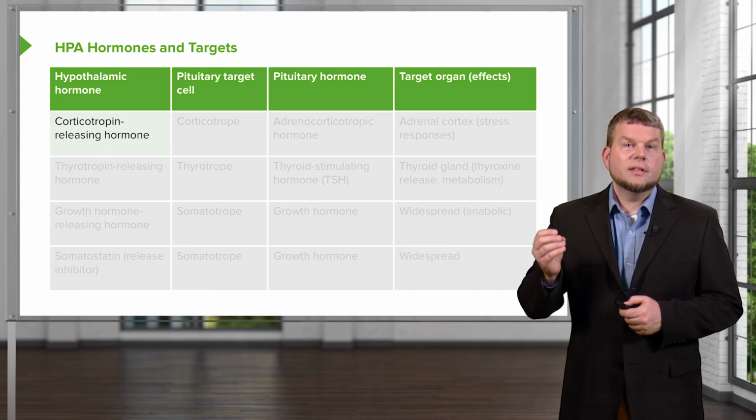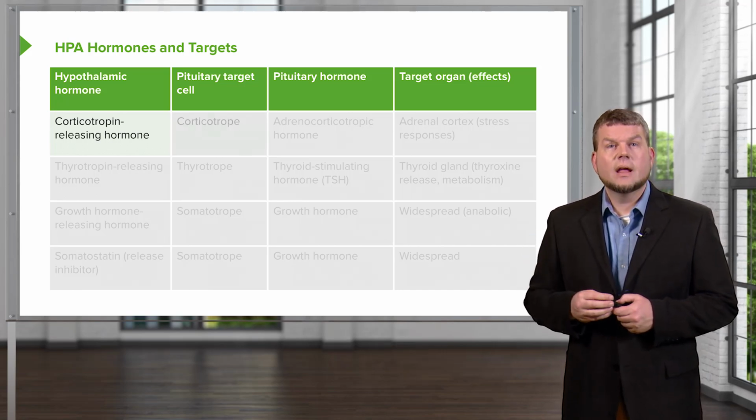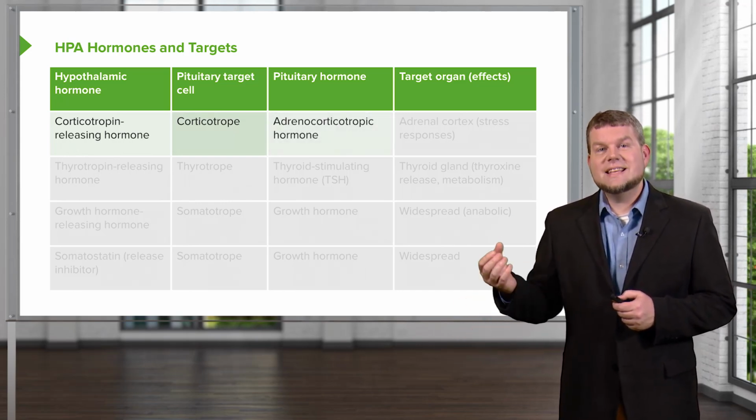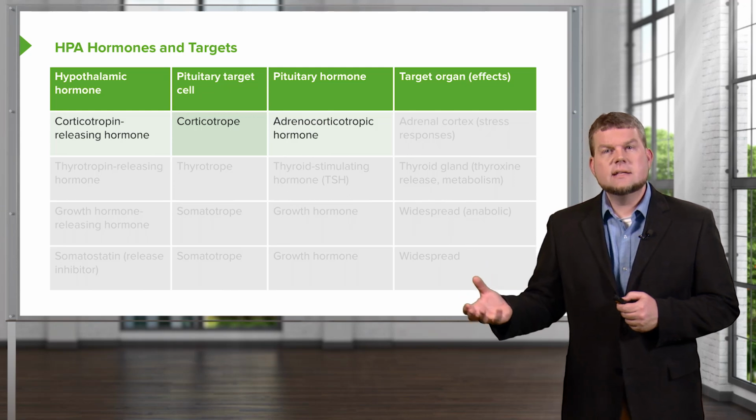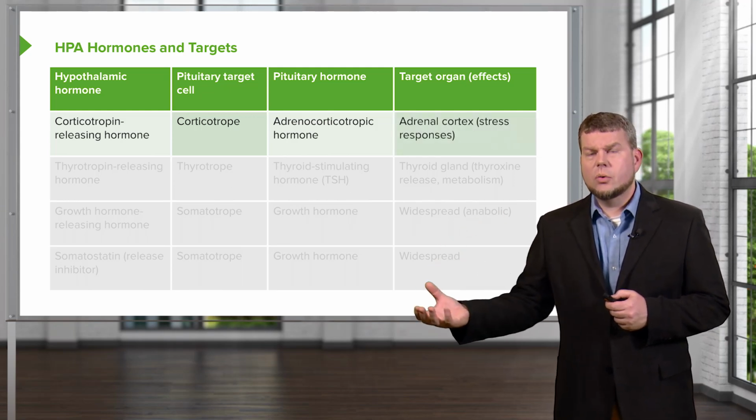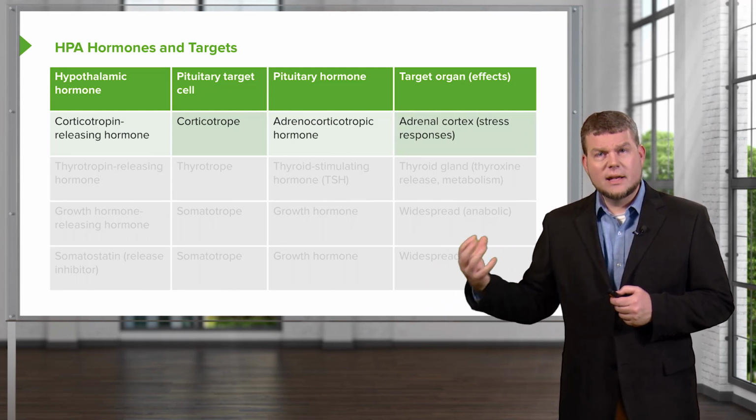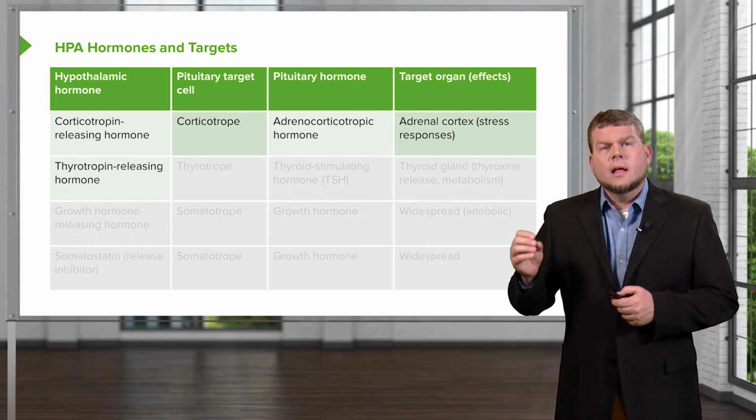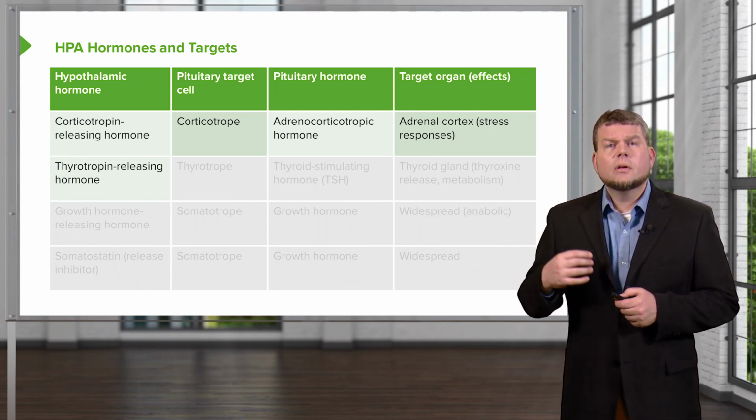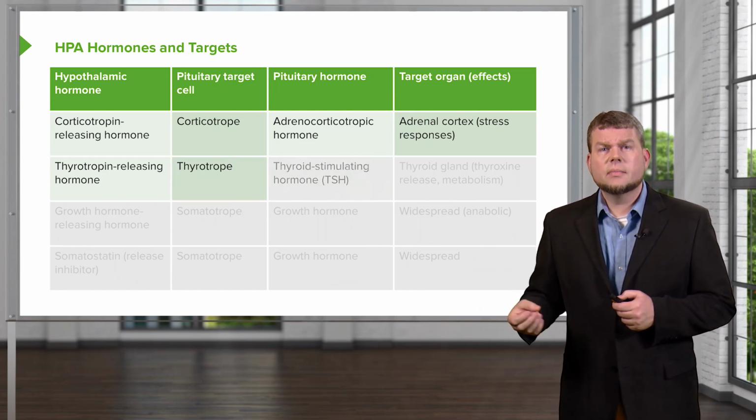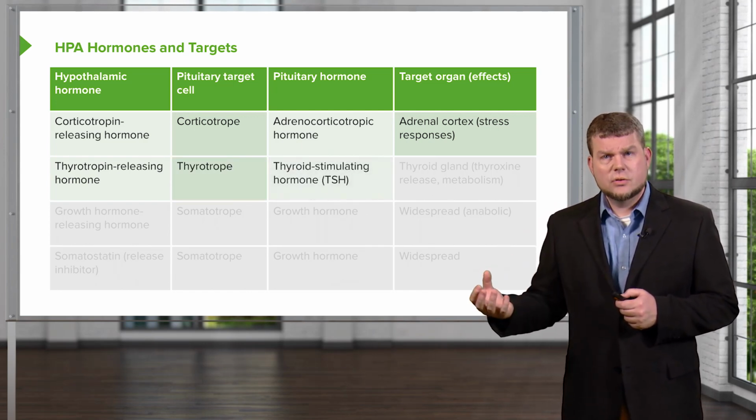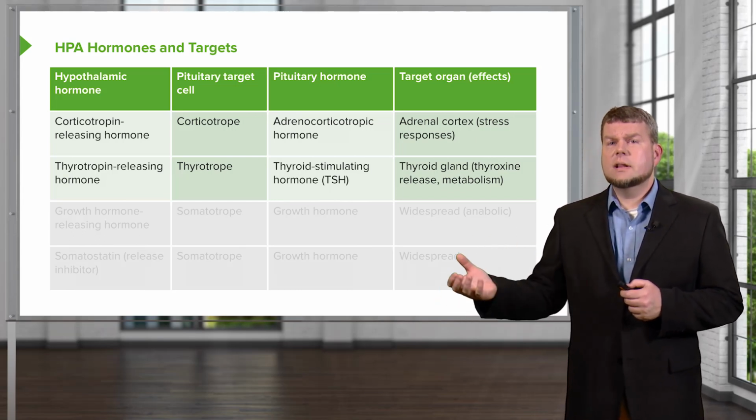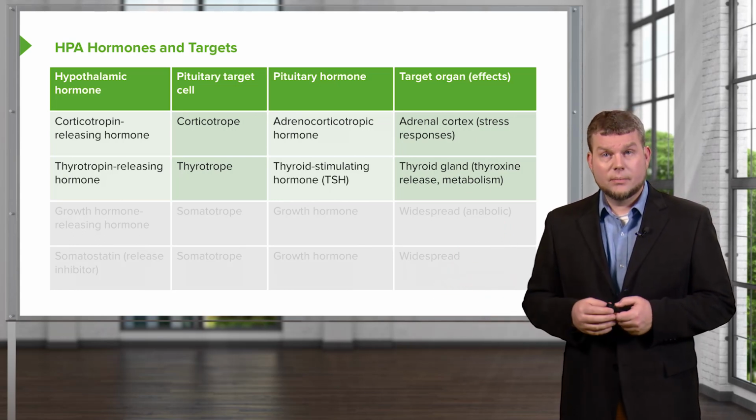So let's start off with CRH. This will stimulate corticotropes to release ACTH. ACTH then binds to the adrenal cortex and causes release of hormones. The TRH stimulates thyrotropes, and that releases TSH, which then goes to the thyroid gland to cause the release of T3 and T4.